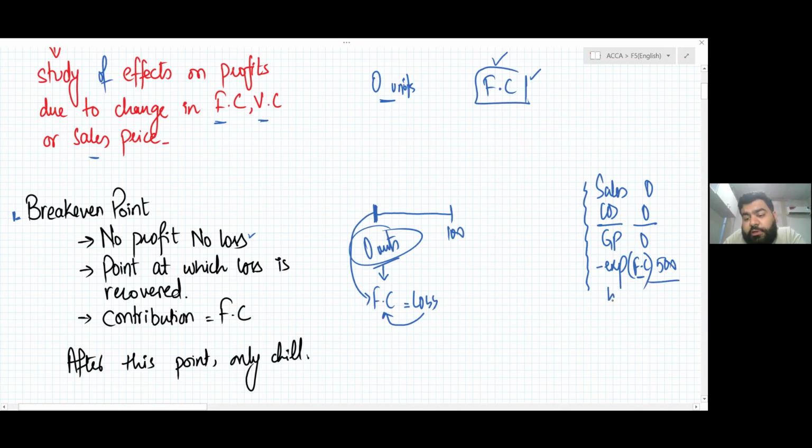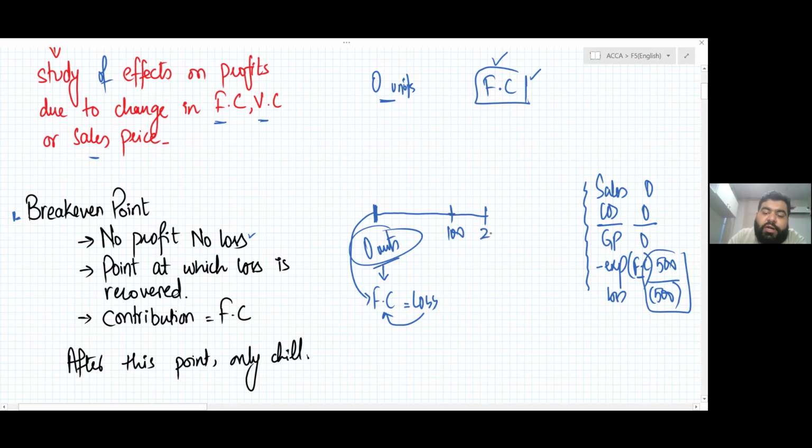So your loss will be 500. At the point when you are selling nothing, your fixed cost is the loss. The entire loss of the business will be the fixed cost of that business. But obviously, as I have told you, when you sell more and more units, this loss will be recovered. For example, at 100 units, there is still a loss.